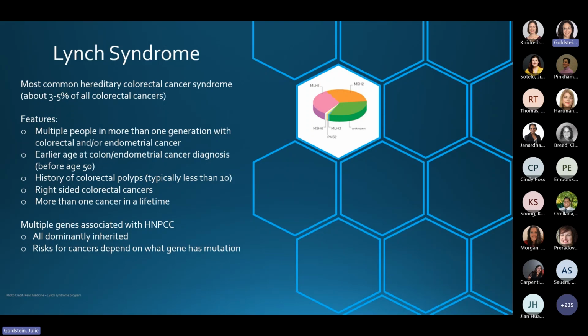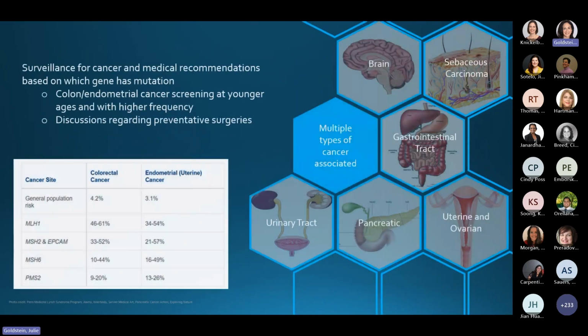And even though anybody who has a mutation in any one of these genes has Lynch syndrome, the risks for the cancer really depend on which gene has the mutation. And that comes into play when we talk about screening recommendations and medical management recommendations. In general, surveillance for people with Lynch syndrome will involve colon and endometrial cancer screening or discussions regarding preventative surgeries at younger ages and higher frequency than the general population, but again, it really depends on the gene involved.